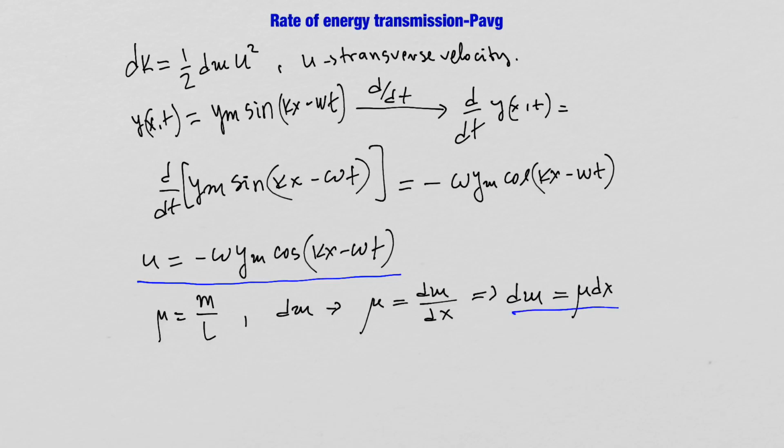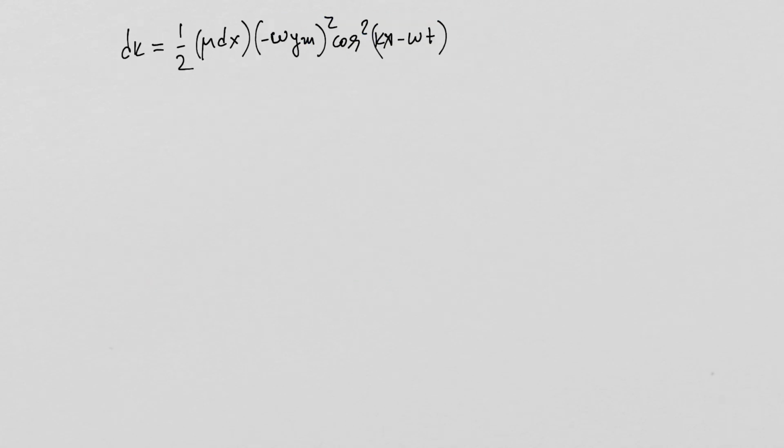Well, now I can replace both those results in the original formula that's in the upper left corner for the kinetic energy. dK is equal to 1/2 dm u squared. And let's see what we get. So dK is equal to 1/2 mu times dx times minus omega ym to the second power cosine squared of kx minus omega t. I'm interested in the average power that's transmitted through the rope or string.